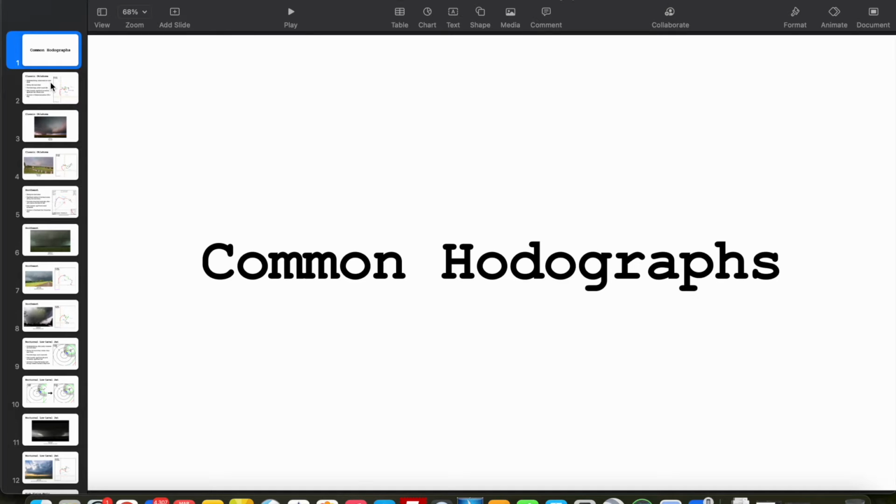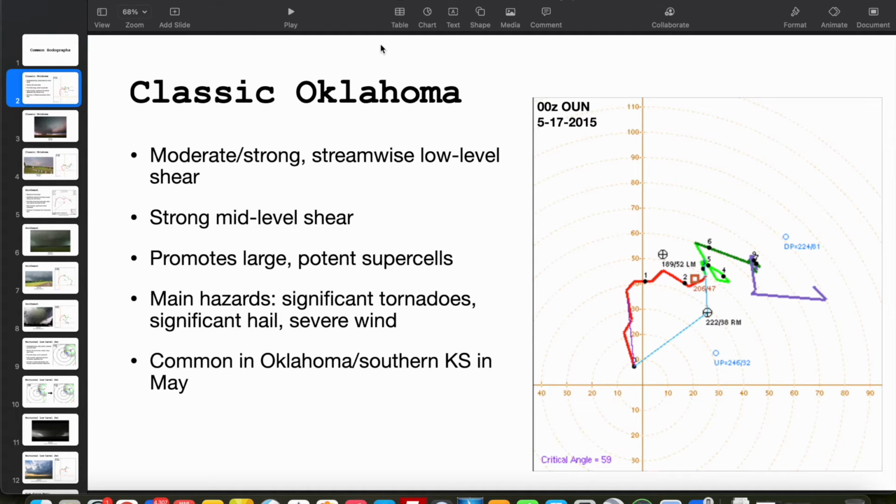Let's get started. The first hodograph we're going to talk about is what I call the classic Oklahoma hodograph. This is going to be your typical Southern Plains tornado, pretty potent tornado event. And so we're going to talk about these hodographs in terms of streamwise and crosswise vorticity as well. We've talked about these in the past couple of videos, but just a quick refresher for you.